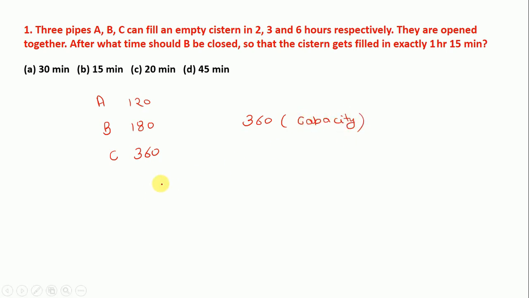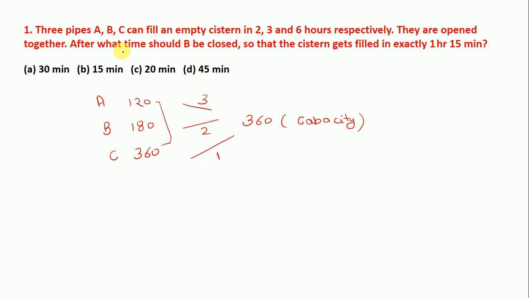And we are using the same concept that we have used in work and time. LCM in that case was the total work, and LCM in this case is the capacity of the cistern or the capacity of the tank. So the LCM of these three is 360. So the efficiency of pipe A will be 3 units, efficiency of B will be 2 units, and efficiency of C will be 1 unit.